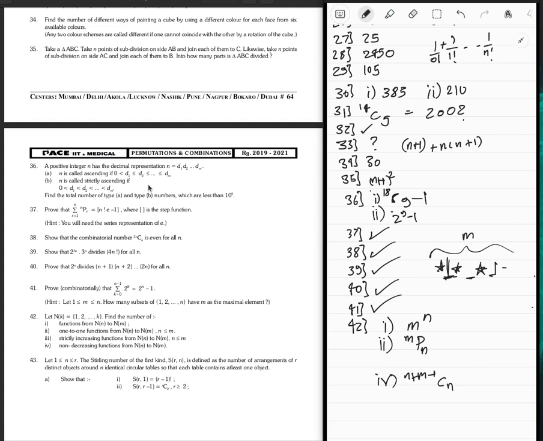So just want to choose places from this. So, strictly increasing functions, well, that requires that m is bigger than or equal to n, right? Because otherwise it's not going to work. So the third one is mCn. Nice. So that's 42. Let's go to 43 now.